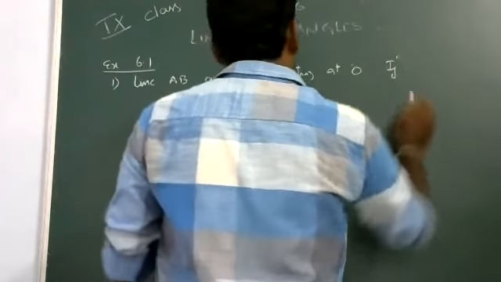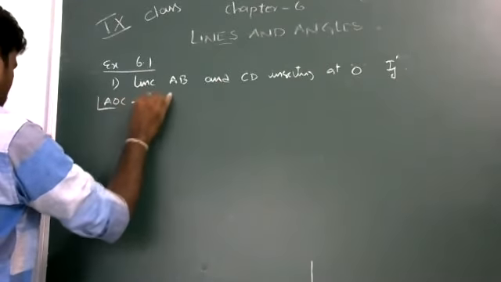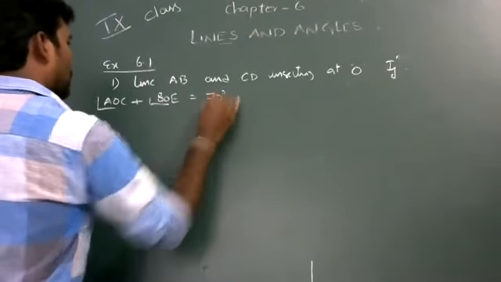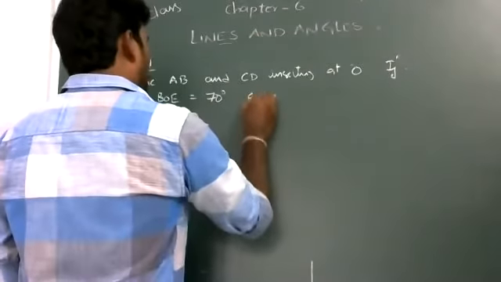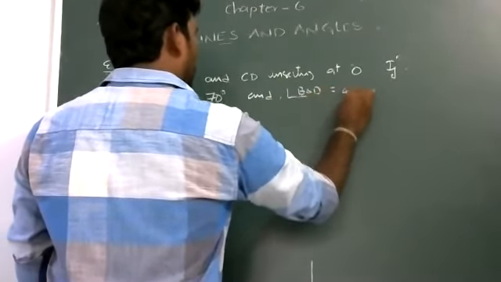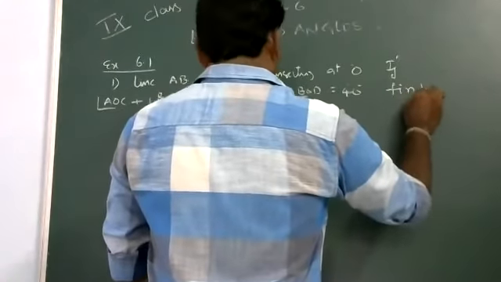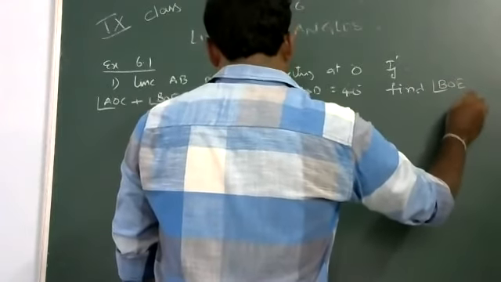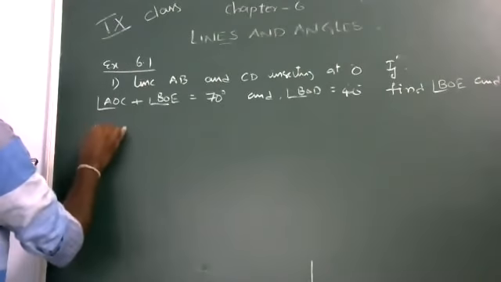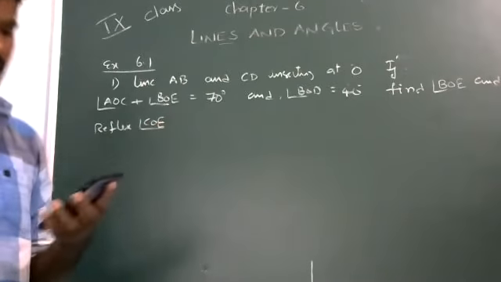If angle AOC plus angle BOE is equal to 70 degrees, and angle BOD is equal to 40 degrees, find angle BOE and reflex of angle COE.